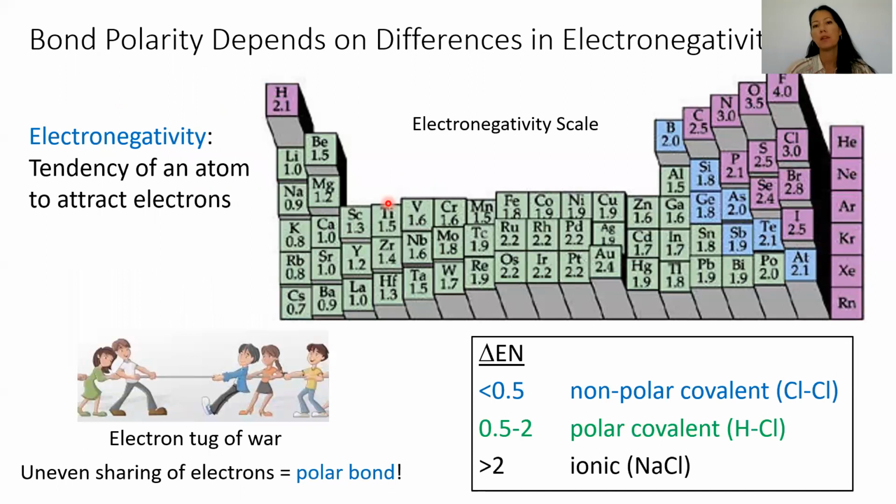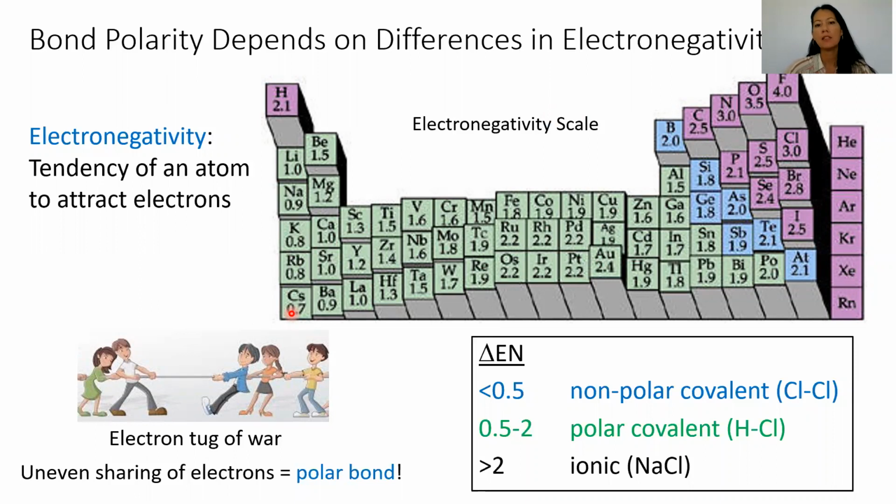So polarity is based on electronegativity. When you have a bond, if you have a decent difference in electronegativity, you're going to have polarity there, a polar bond. So this is Linus Pauling's electronegativity scale. Fluorine is the most polar in the upper right, and the least polar is down at cesium in the lower left.